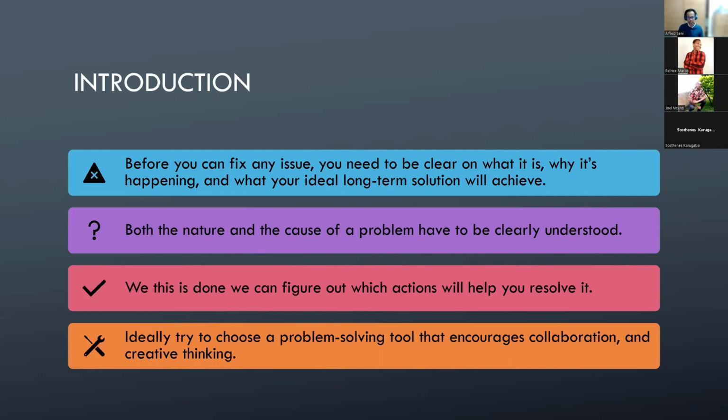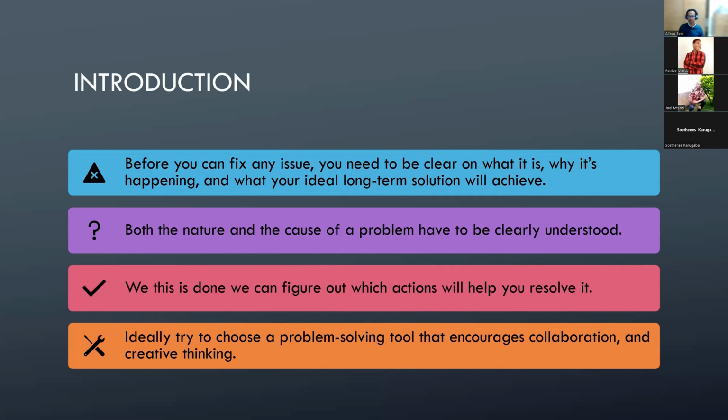So if you don't clearly understand that particular issue in terms of its nature and in terms of the cause of that issue, then any action that you will take will not necessarily solve or address that problem, right? That makes sense, right? So when this is done, we can figure out which action will help us solve it.